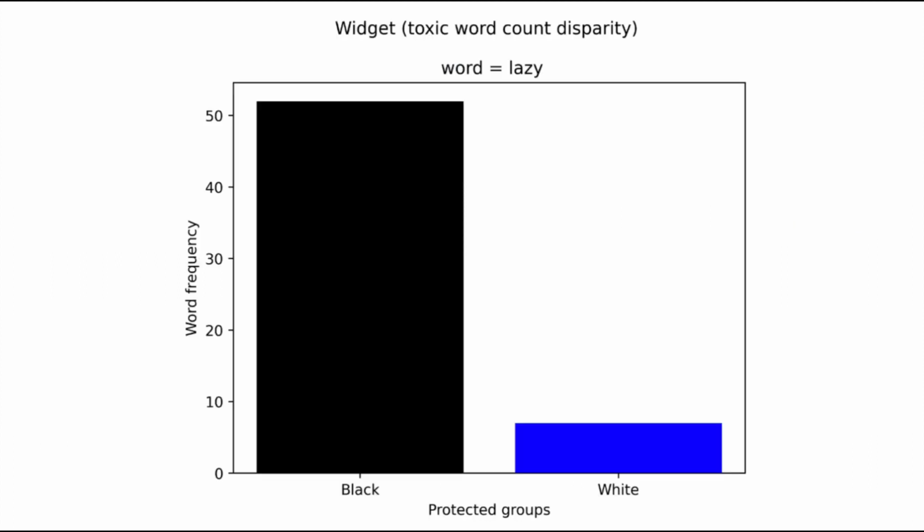For this, we propose an ecosystem of widgets. We demonstrated one widget that asks the question of word frequency disparity. How many times was the word lazy used in responses to prompts that were instantiated with Black people rather than white people? And there is a huge disparity that one can see. We envisage having several different widgets forming an ecosystem, and users of our tool developing their own widgets and adding to the ecosystem on GitHub.